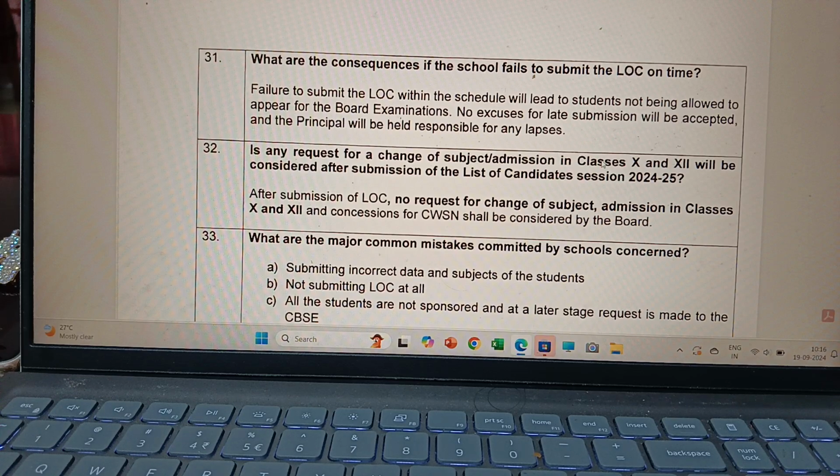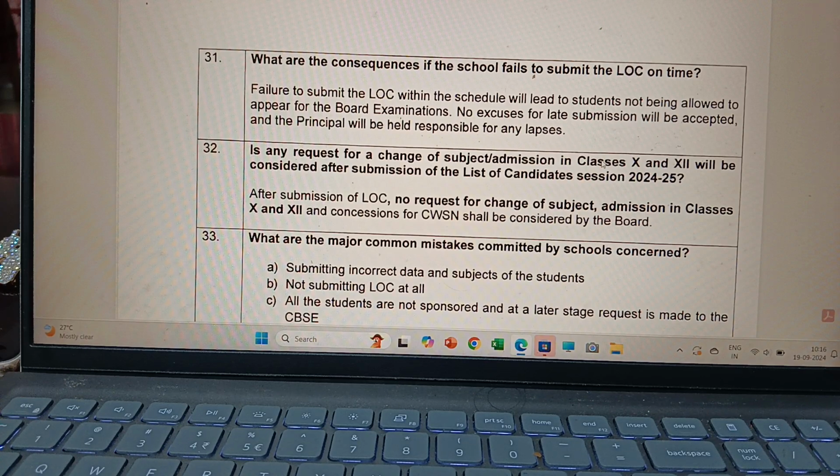Will any request for a change of subject or admission in class 10 and 12 be considered after submission of the list of candidates session 2024-25? After submission of LOC, no request for change of subject or admission in classes 10 and 12 and concessions for CWSN shall be considered by the board.